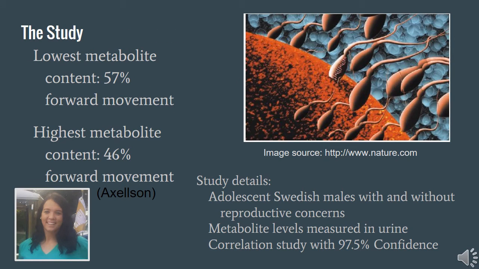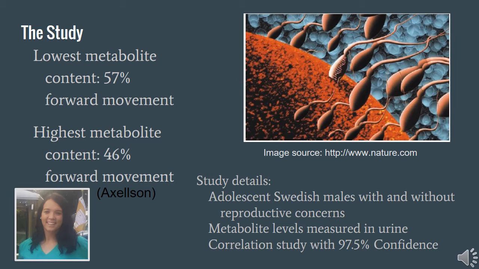The study indicating this correlation was performed by Skåne University Hospital in Sweden. The sample was taken from the general population of adolescent males in Sweden, rather than primarily those with reproductive concerns. This eliminated the effect of outside causes. The metabolite levels of DHP were measured in urine to indicate the exposure that the males had to the chemical. The sperm maturation and forward movement was measured and then paired with the metabolite levels in each subject's urine.